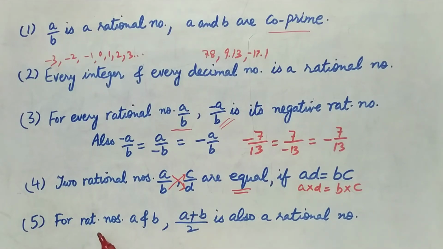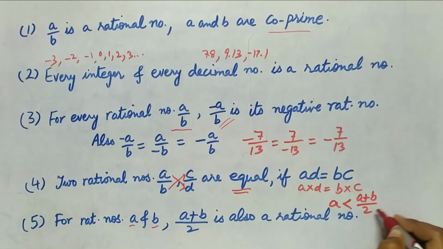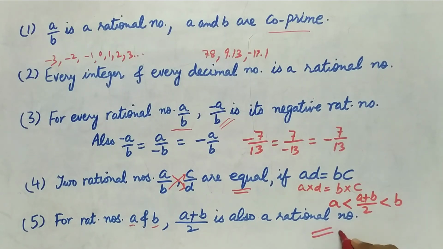The last property is, for rational numbers a and b, their mean, adding both rational numbers and dividing by 2, is also a rational number and it will always lie between a and b. Means a is less than the mean, which is less than the second rational number b. So these are some properties of rational numbers.